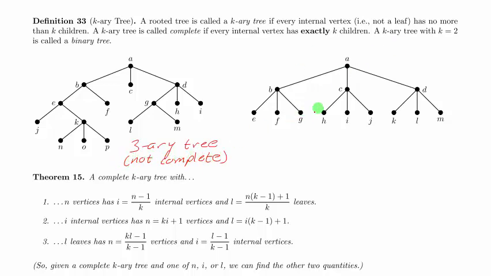This is a complete 3-ary tree. All of the internal vertices have 3 children.